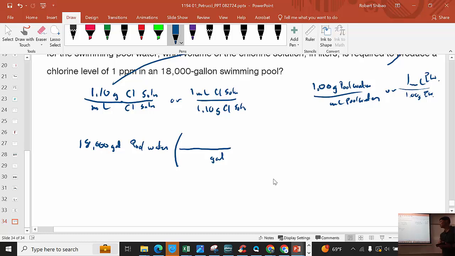And I'm going to go from gallons to what? Liters. So this one you don't have to have memorized. This one would be a given, 3.785 liters. Because this one's good to how many sig figs? 4.